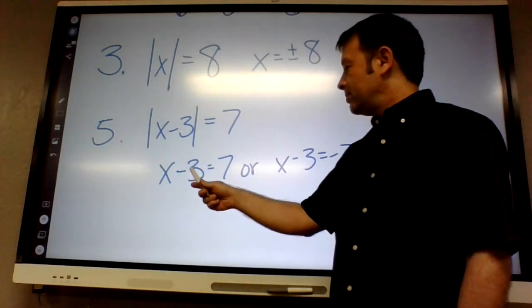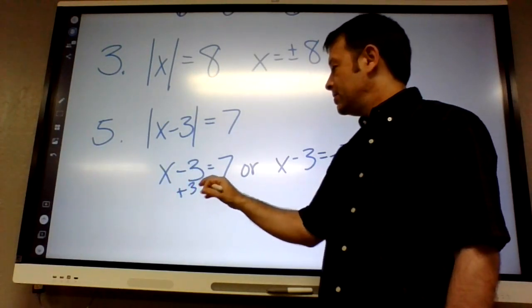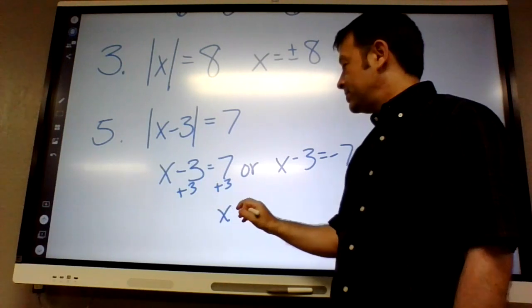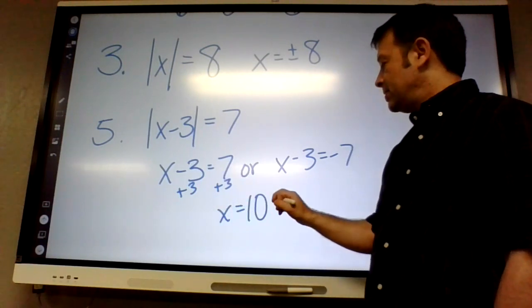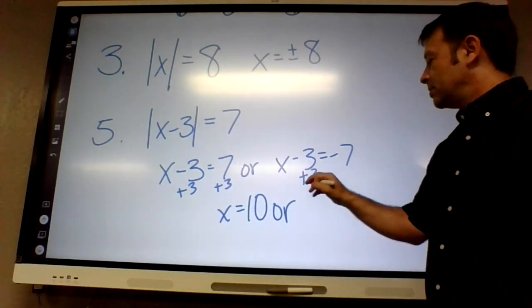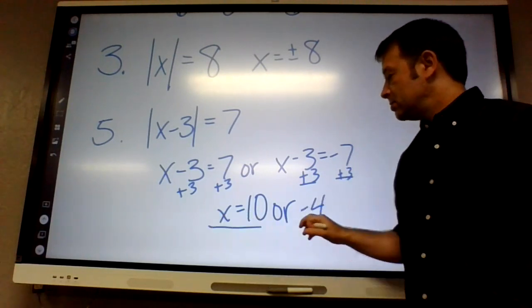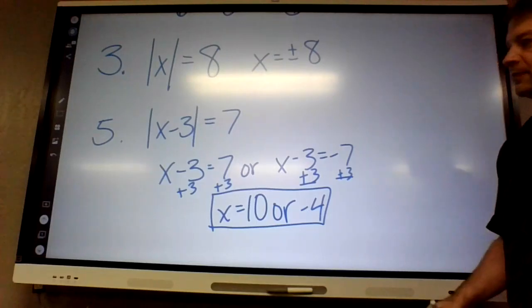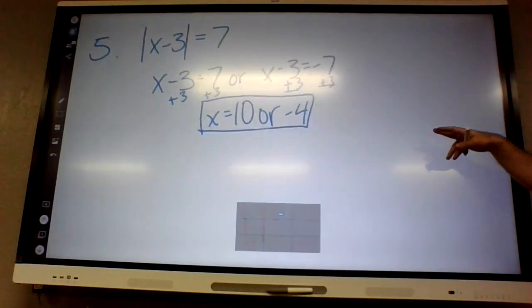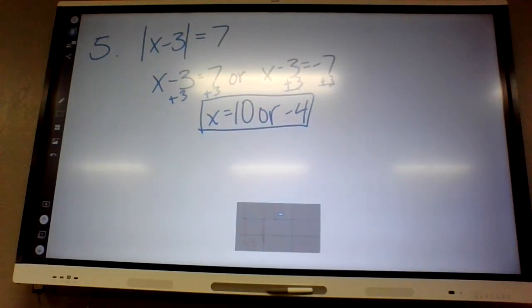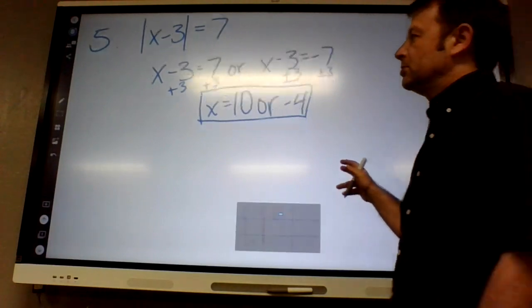And then, of course, we have to add 3. So you're going to get x equals 10 or... You have to show it, right? Yeah, let's start showing our work. You don't necessarily have to write the problem down, but just show a little bit of work.